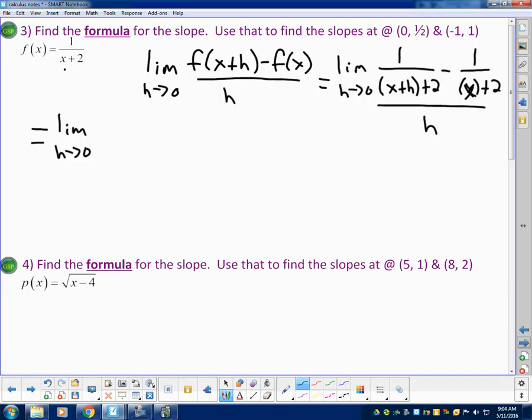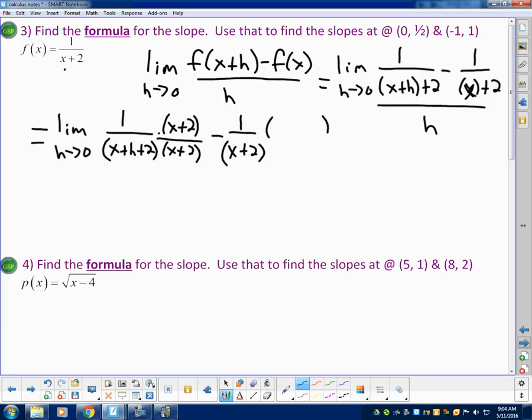So I have 1 over x plus h plus 2 times x plus 2 over x plus 2, and then minus 1 over x plus 2, and what do I have to multiply that by? Yes, x plus h plus 2 over x plus h plus 2. And that's all over h.